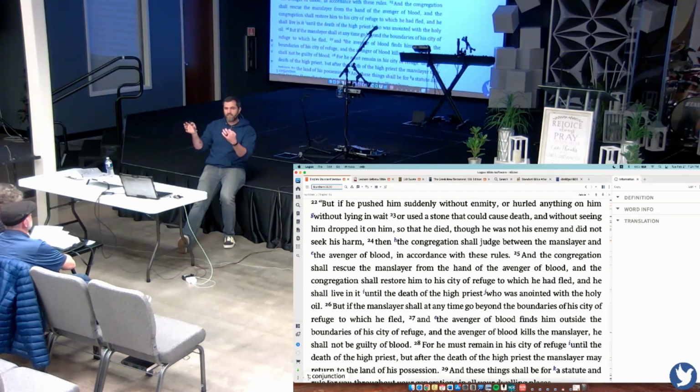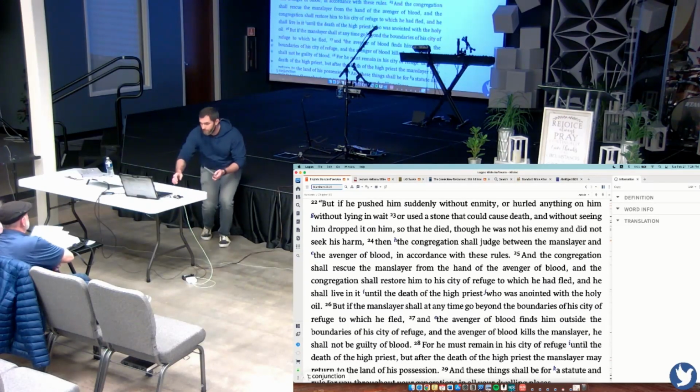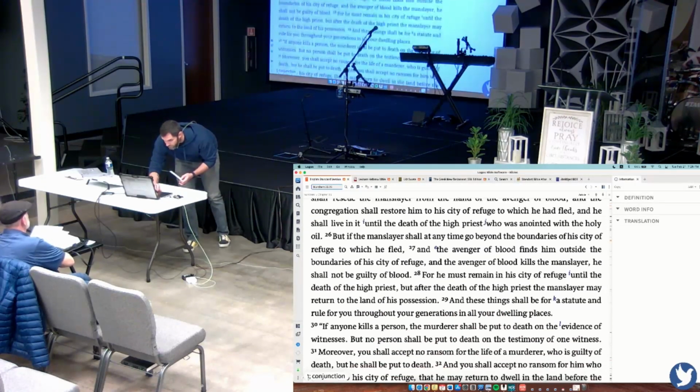So, if he's found to have accidentally murdered someone, he gets to live protected in the city of refuge. The avenger of blood is not allowed to touch him. If he is not a manslayer, if he's a murderer, then he's not allowed to be protected by the city of refuge.